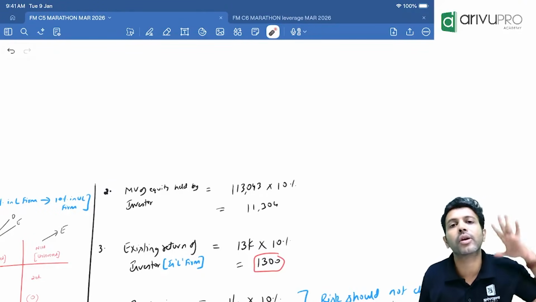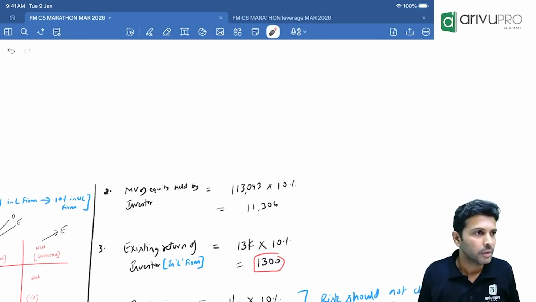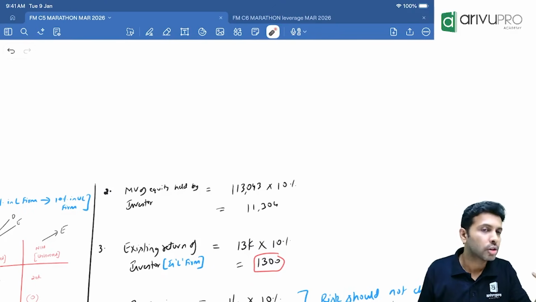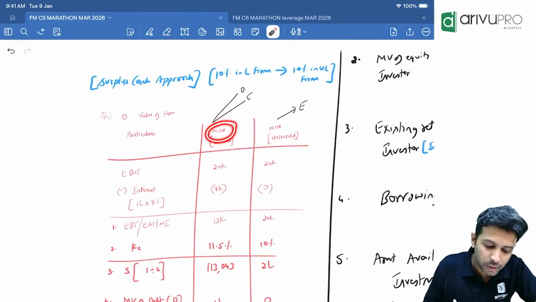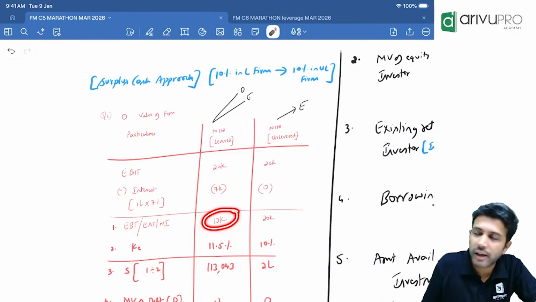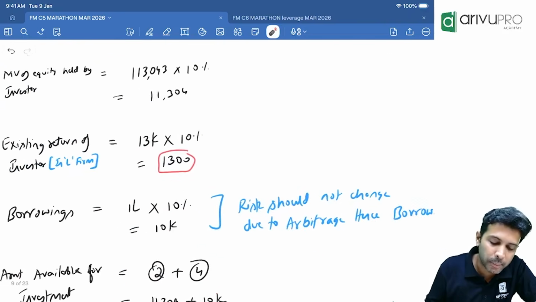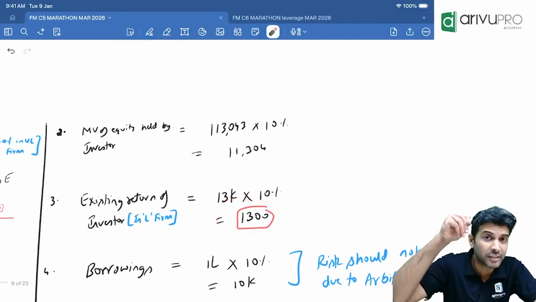First find out the existing return. For an investor, how do you calculate the existing return? Based on EBIT or EASH? As a formula, it is EASH multiplied by shareholding percentage. Currently, the shareholder is in M Limited. What is M Limited's EASH? 13,000. What percentage are we owning? 10%. So 10% of 13,000 is 1,300. This is our existing return.